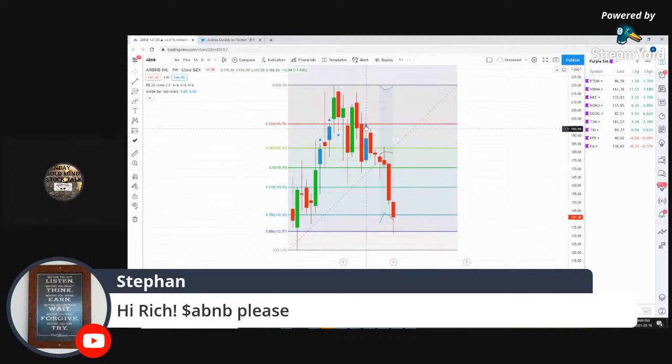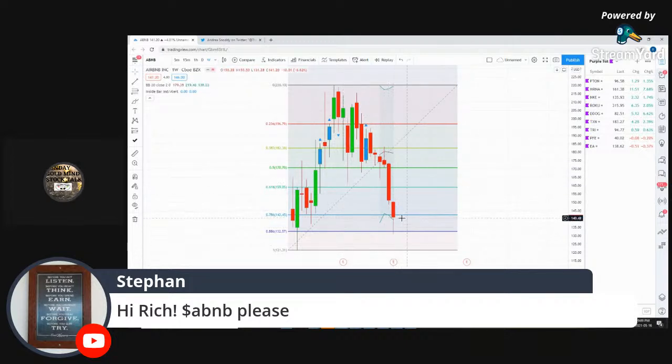And then we actually had the technical setup here. So here's the technical setup right at the top of Airbnb, $220. We had the inside bar right here. So, I mean, it doesn't get any better than that. Like you have that short right there. Even at the close, you can take that short right there with the close, right? And just ride that down.